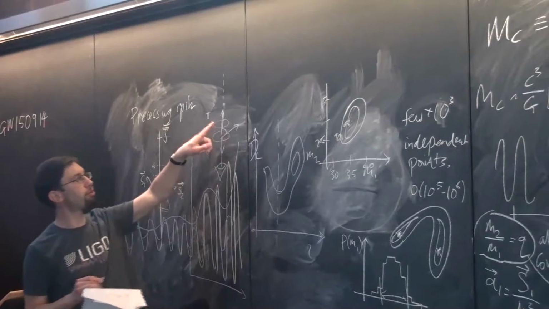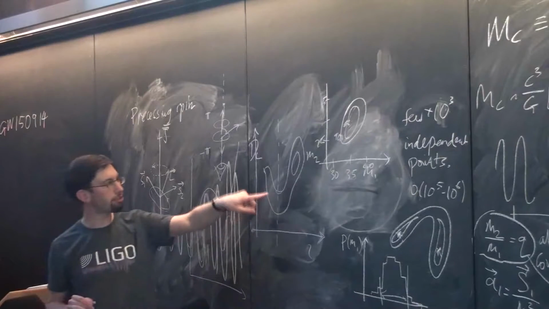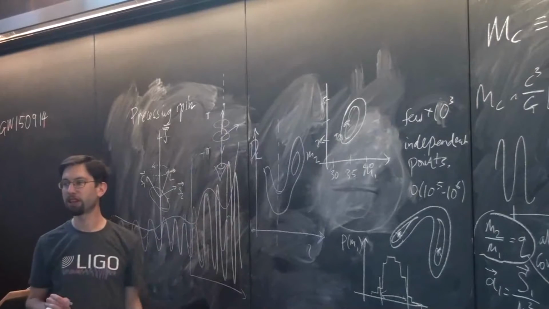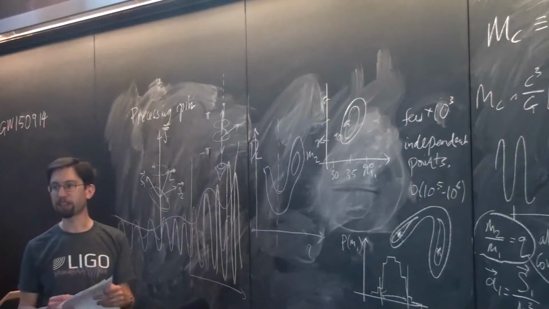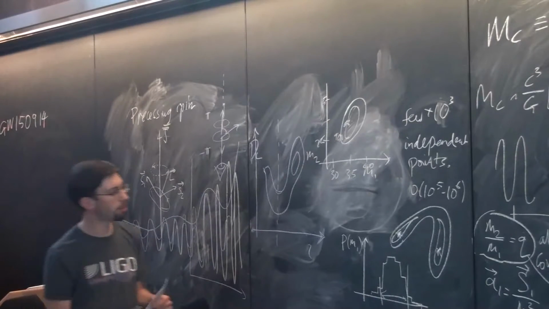And then depending on what angle to the line of sight this is, you are deducing a different distance. So the amplitude of the gravitational wave we see depends not only on the distance of the system, but also this inclination.